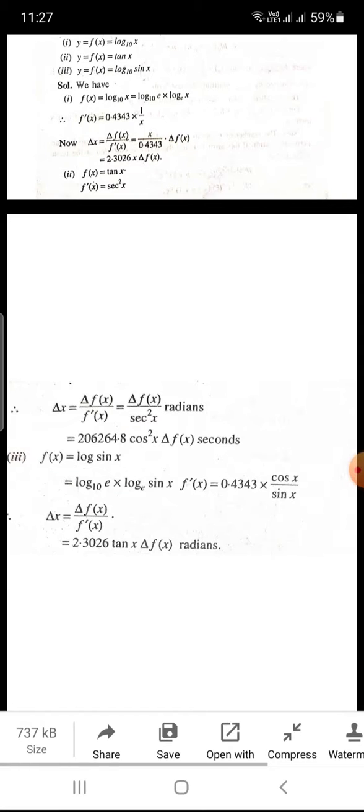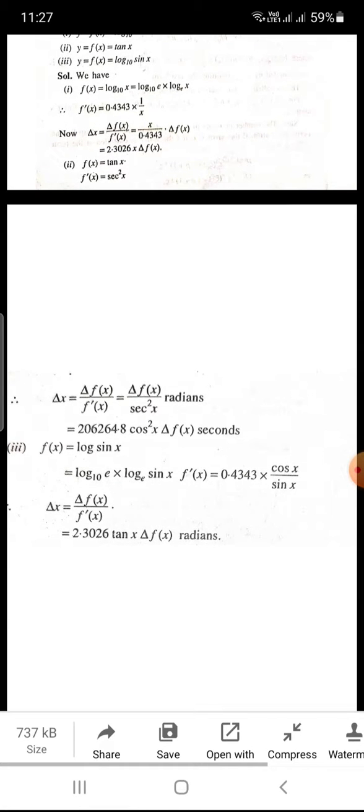Suppose I take this third example as f(x) is equal to log sin x. So this will be equal to log e to the base 10 into log sin x to the base e. f dash x is equal to 0.4343 into cos x upon sin x. So delta x will be equal to delta f(x) upon f dash x. This is equal to 2.3026 tan x delta f(x) radians.